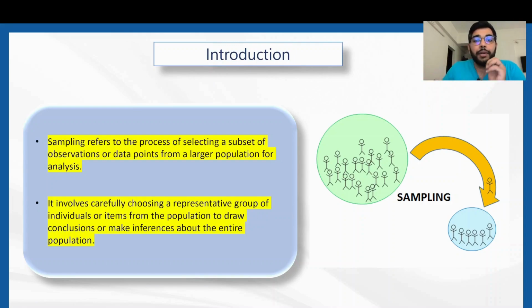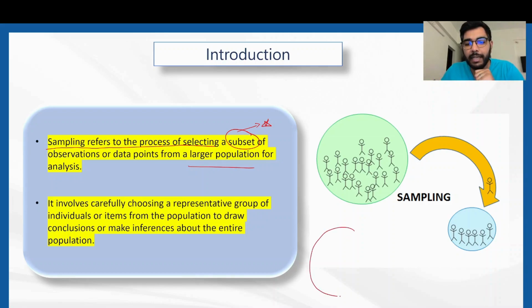Now let's start by introducing what sampling means. Sampling refers to the process of selecting a subset, star marking this particular keyword, subset of observations or data points from a larger population for any analysis. Let's try to decode this.